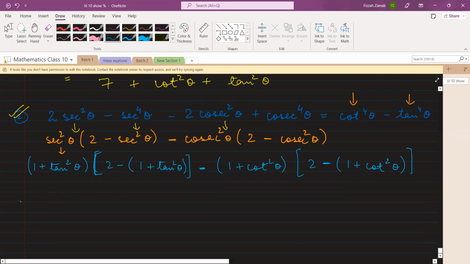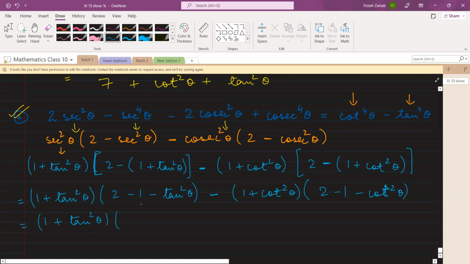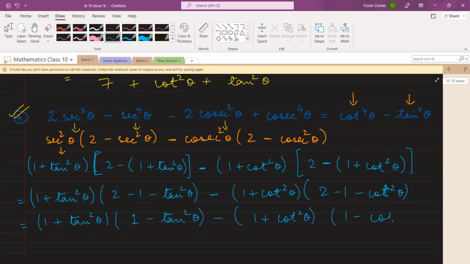Now open the bracket first of all. So 1 plus tan square theta, and this becomes 2 minus 1 and then minus tan square theta. Then minus 1 plus cot square theta, and here it becomes 2 minus 1 minus cot square theta. So this is 1 plus tan square theta into, now 2 minus 1 is 1, so 1 minus tan square theta, and minus 1 plus cot square theta into 1 minus cot square theta.